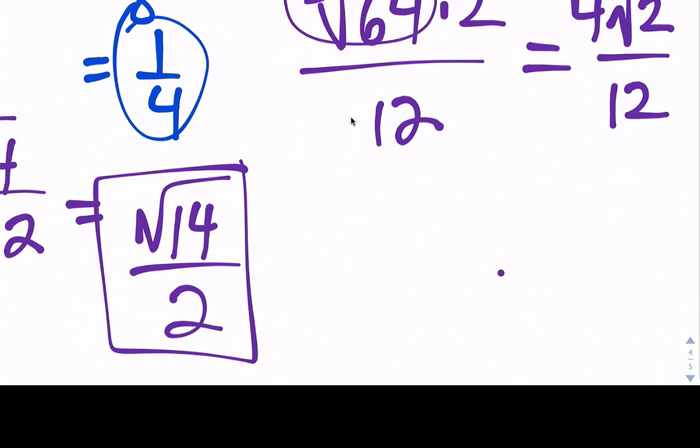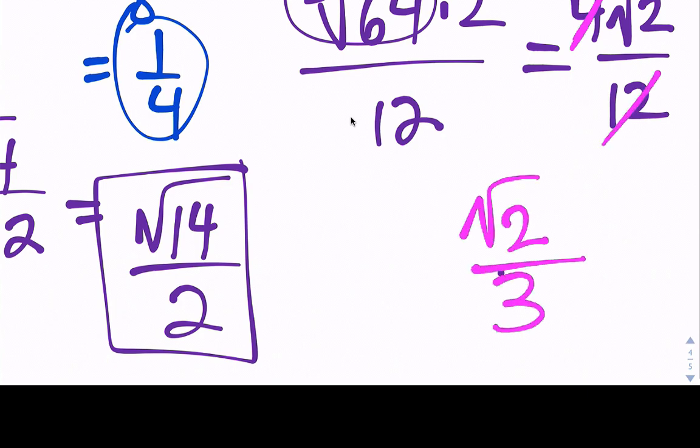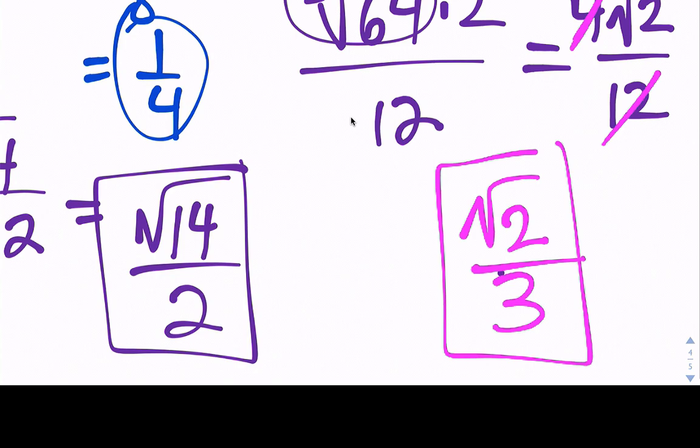And I'm going to run out of room here. So think, how can we reduce this fraction? We can divide 4 divided by 4 is 1, so we have square root of 2. And 12 divided by 4 is 3. So this would be the square root of 2 over 3.